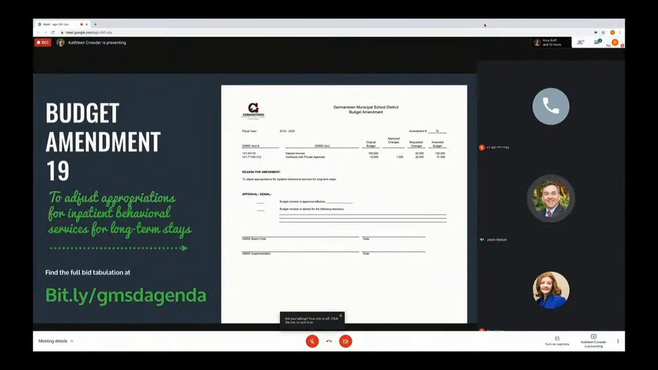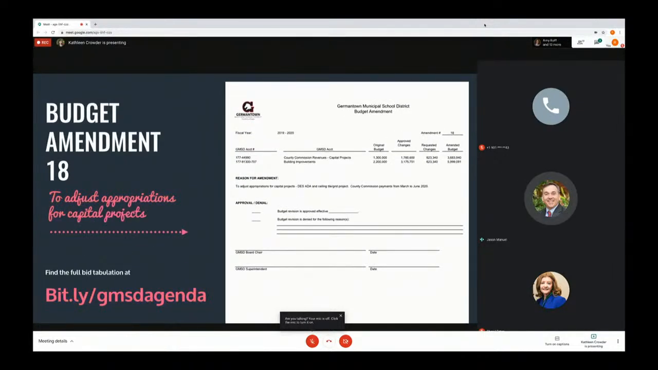Are there any questions on 18 before we move to the other budget amendments? Ms. Fisher? No questions, thank you. Ms. Landers? None, thank you. Ms. Griffith? None for me at this time, thank you so much. Ms. O? None, thank you. Mr. Manuel?